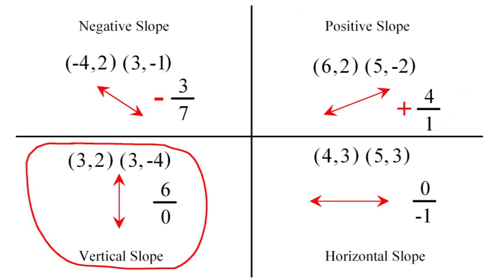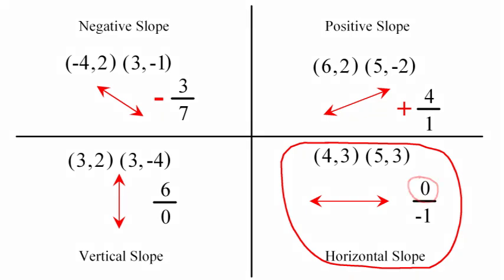In the third one, I know that if I get a 0 in the bottom of the formula, then the line is vertical or straight up and down. In the fourth one, I know that when I get a 0 on the top of the formula, then the line is flat or horizontal.